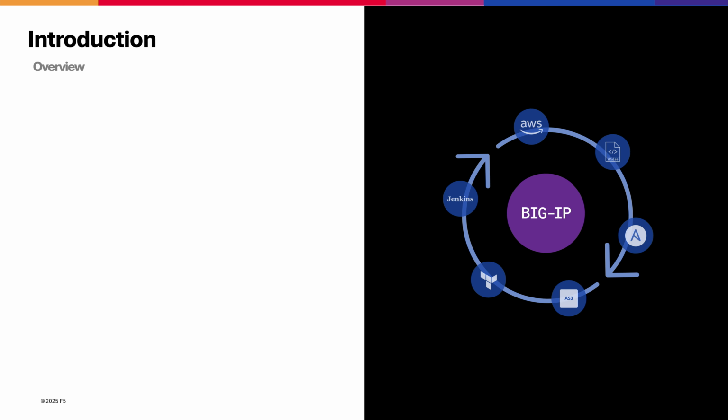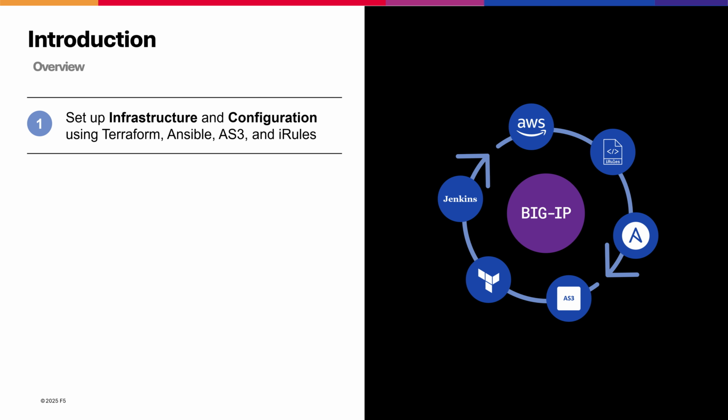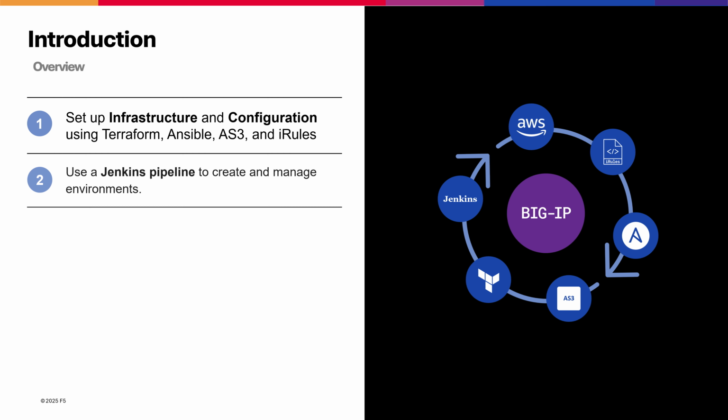In this chapter, we will show how to set up infrastructure configuration using Terraform, Ansible, AS3, and iRules. When working on important projects, it is critical to test changes before they are deployed to production. We will use a Jenkins pipeline to create and manage the environment.